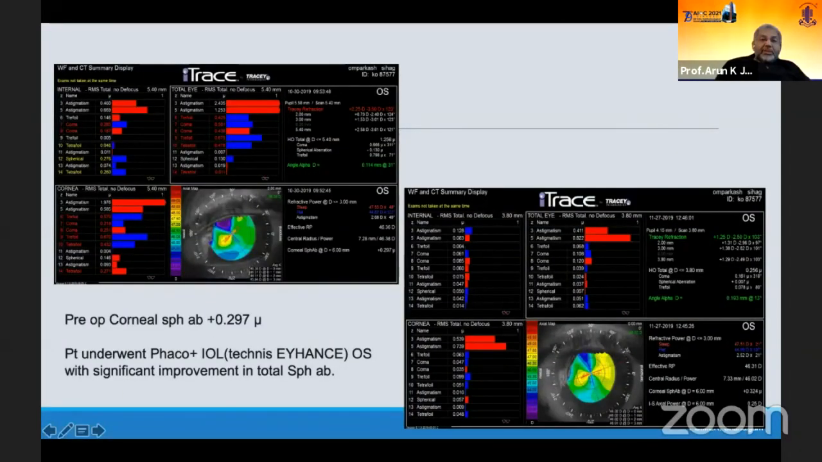This is the patient from Dr. Amit's clinic. He has put an IOL. As you can see, the internal aberrations have decreased after the removal of the lens, and the total eye aberration also has reduced to minimal, and the patient has excellent vision post-operatively.